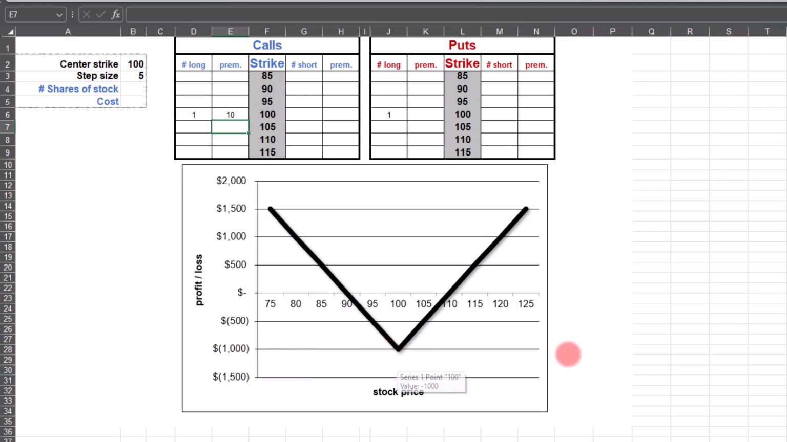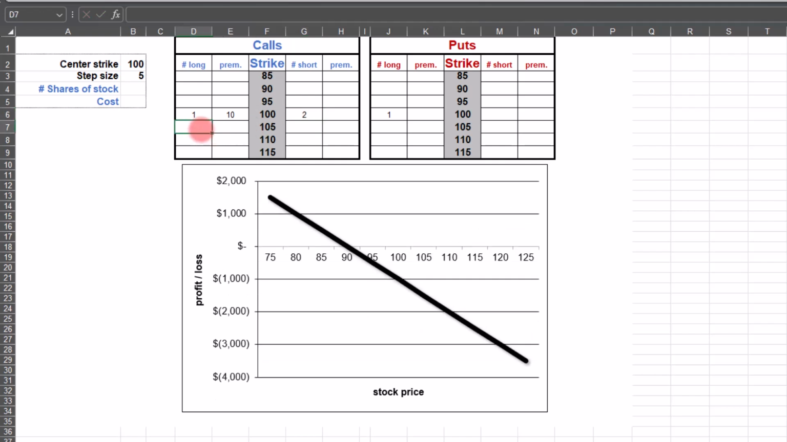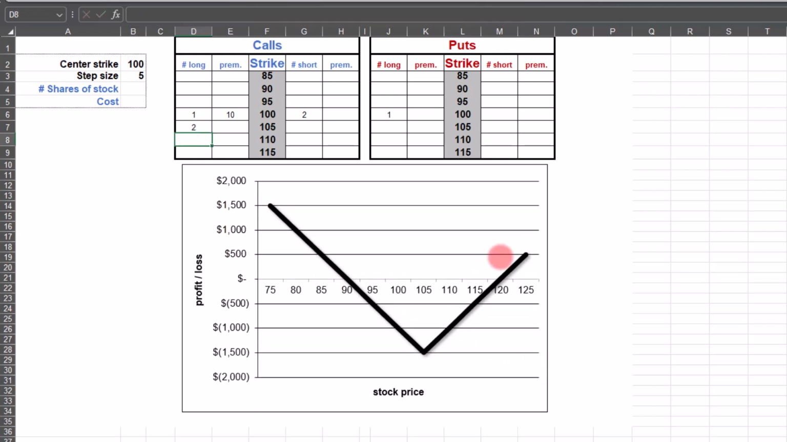and we have $1,000 maximum loss. This is the example that we looked at. Now, let's say the stock price rises. We're going to sell 2 vertical spreads. So let's do that. If we sell 2 of the 100 call and we buy 2 of the 105, there's our synthetic short.